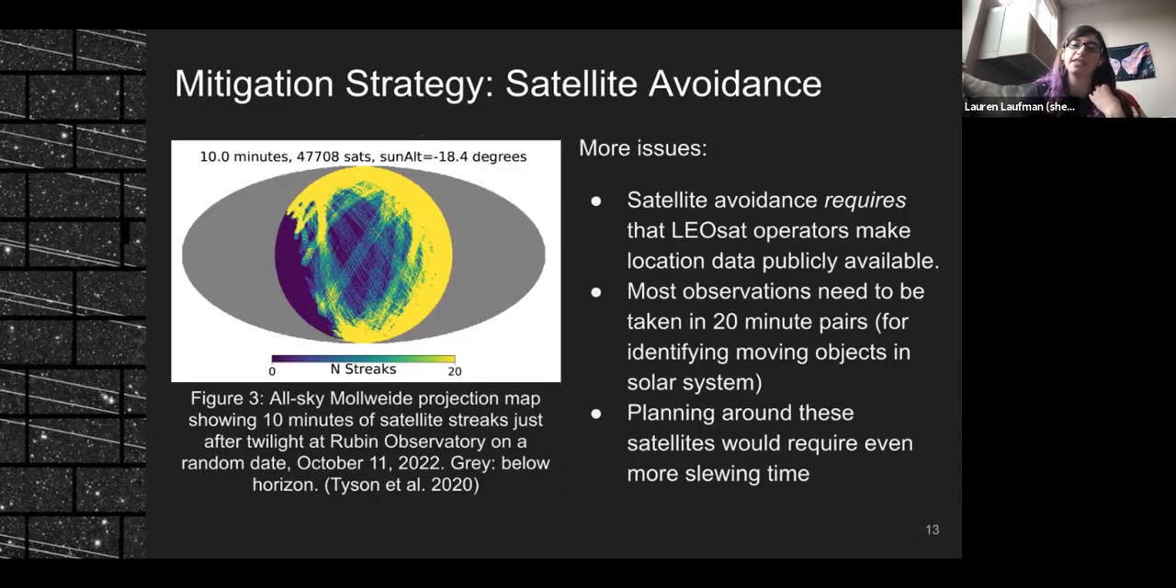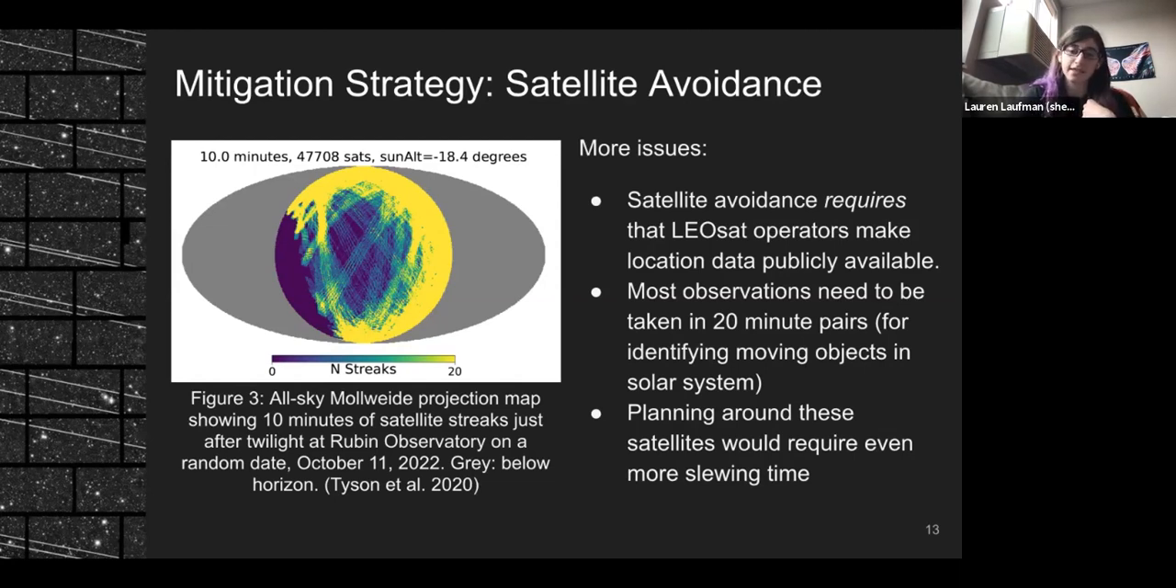Another issue with this is that satellite avoidance requires that the satellite operators make location data publicly available, which not all of them are necessarily willing to help and cooperate with, and there is nothing forcing them to, as far as I'm aware. In addition, most of the observations need to be taken in 20-minute pairs. This is to help identify moving objects in the solar system, such as asteroids and whatnot.